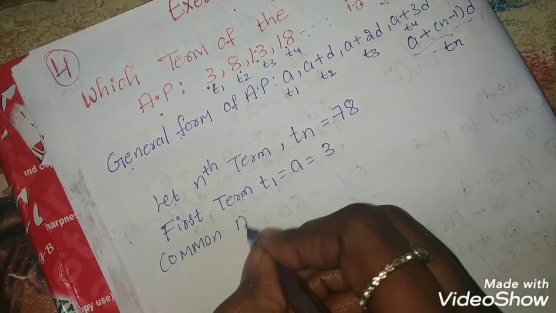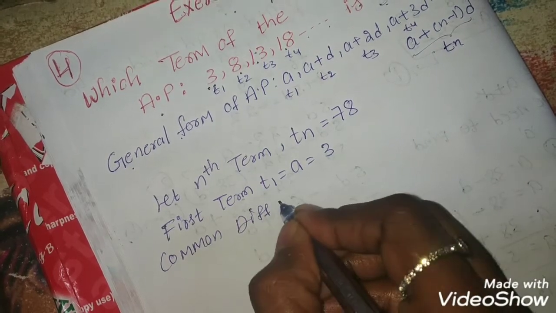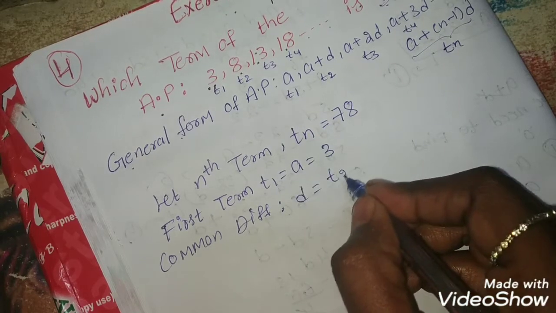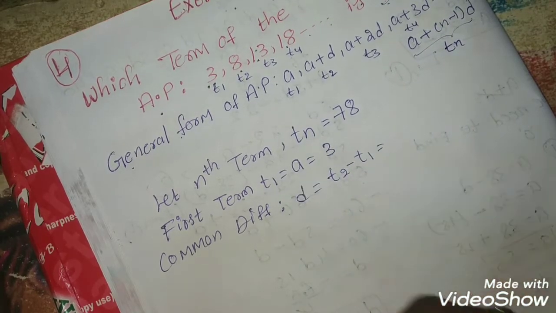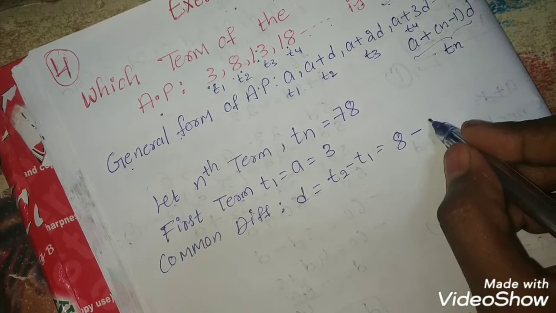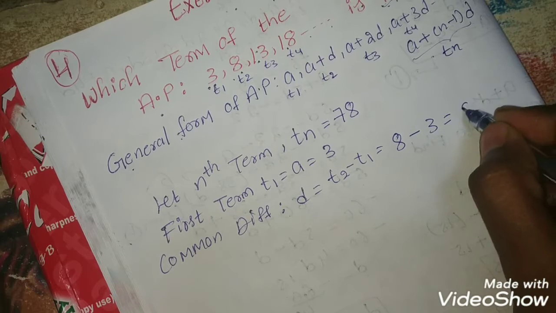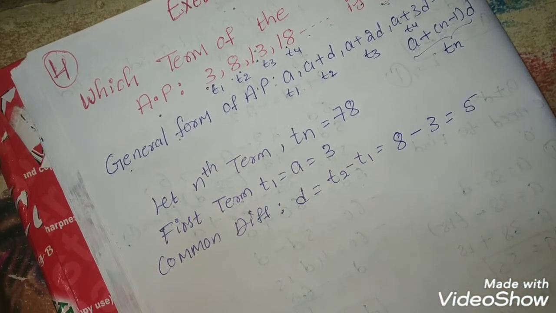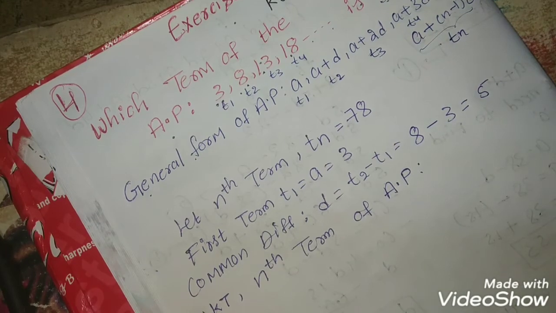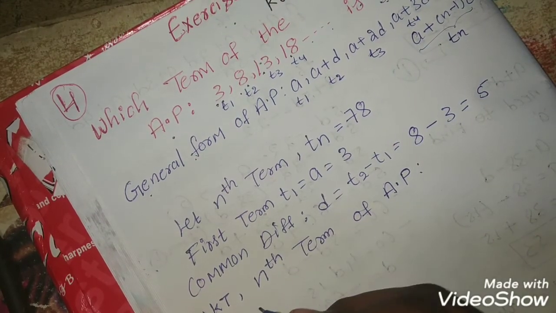Next, we need to know the common difference. d is equal to T2 minus T1. What is T2? Term 2 is 8, minus term 1, which is 3. What is 8 minus 3? That is 5.